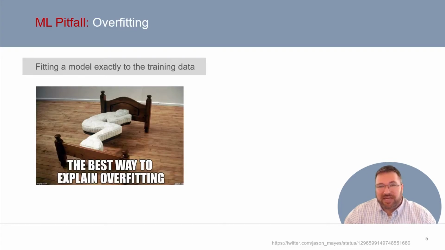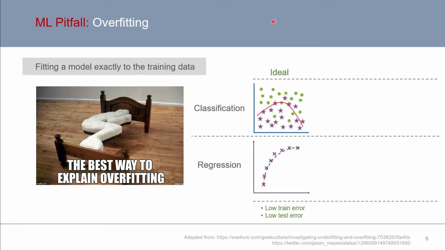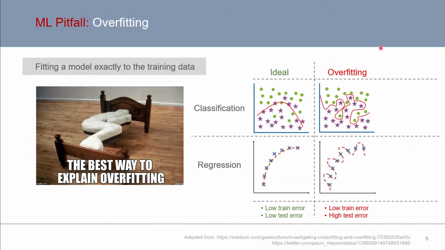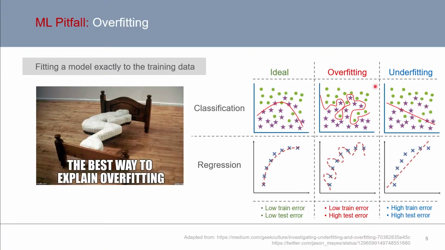Let's look at some specific examples. Here we have modeling taking place both in classification and regression datasets. An ideal model, represented by the solid or dashed lines, will yield both low training error and low testing error. If the model is overfit, often it is overly complex, and while it achieves low training error, it often will yield high testing error, meaning that it poorly generalizes. Conversely, if the model is underfit, it is often overly simplistic and yields both a high training error and high testing error.